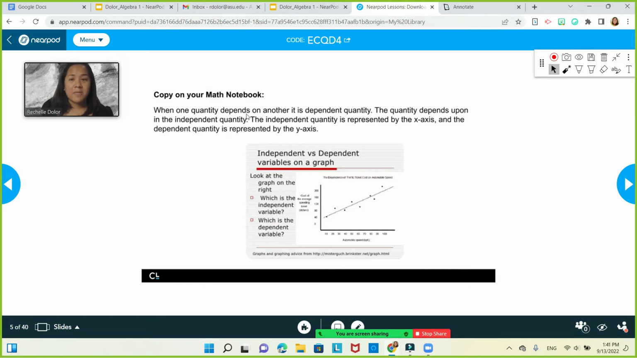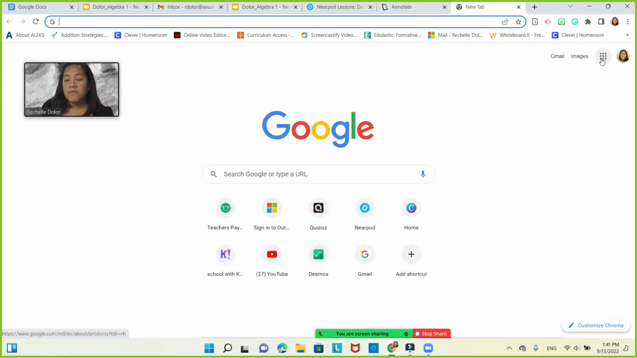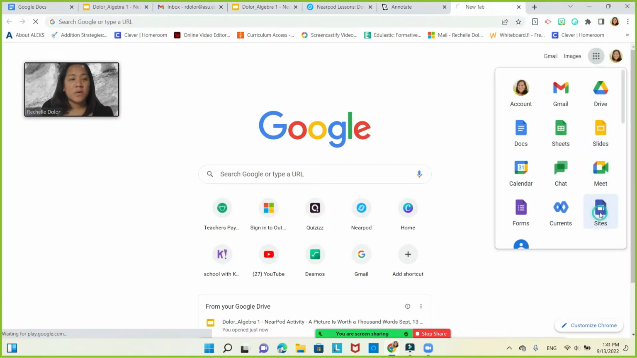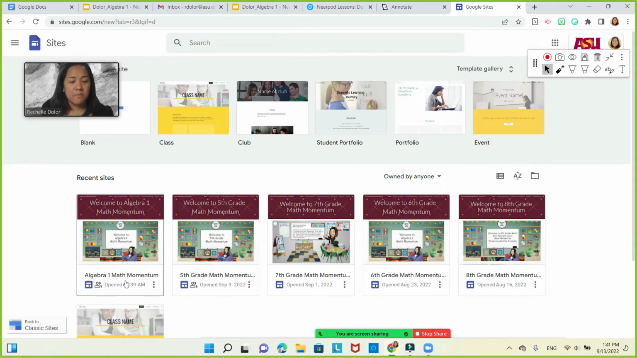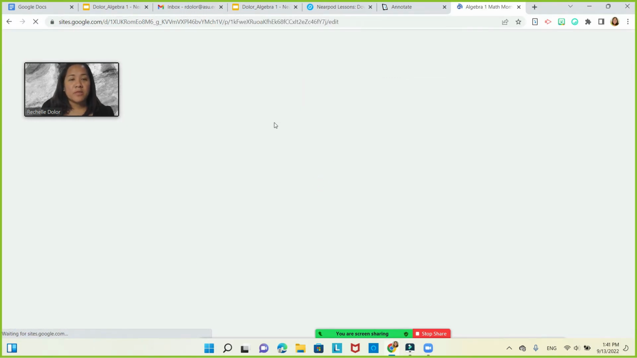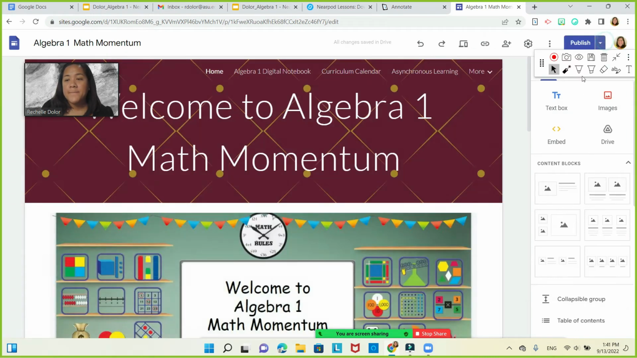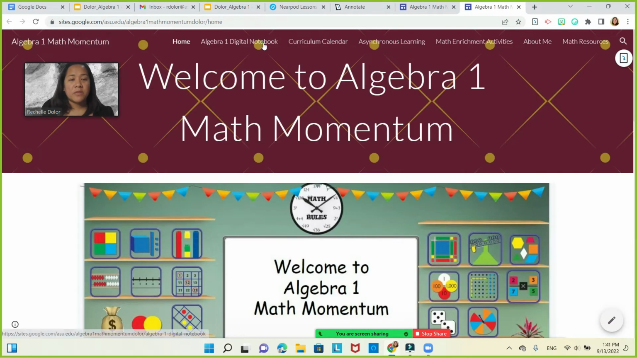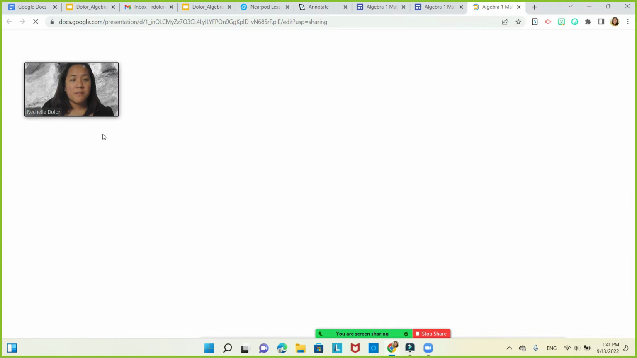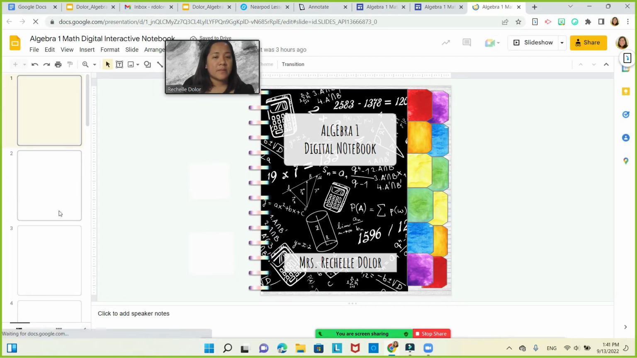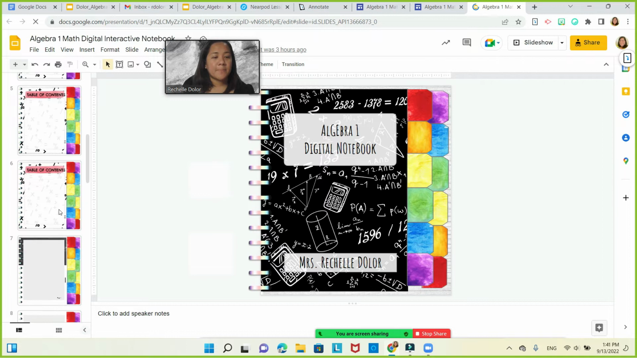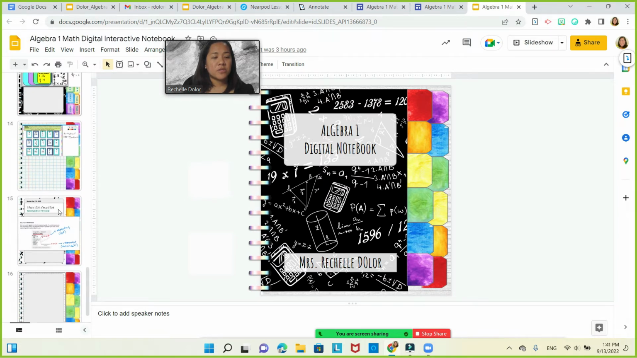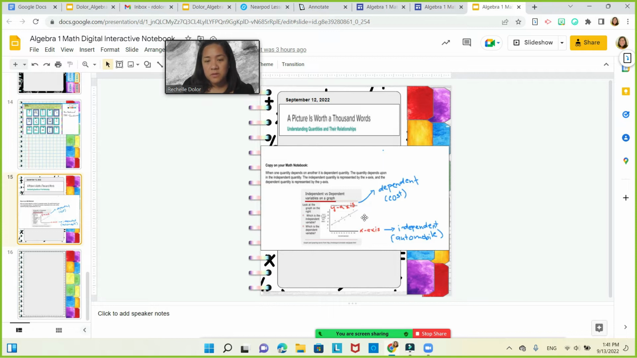Okay, I would like you to copy this in your math notebook. So snippet this one, which I think I did already. If you go to the website of Ms. Delore, so you can see here, digital notebook, click here. Okay, so you should have copied this and put it in your math notebook. All right, so copy in your math notebook.